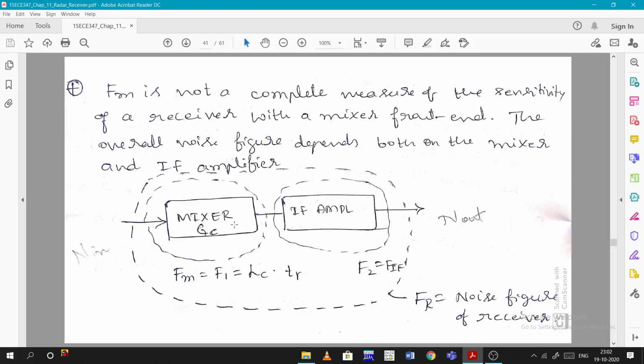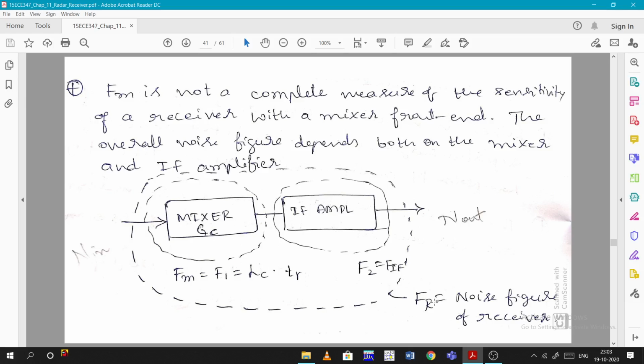Now, Fm is not a complete measure of the sensitivity of a receiver with a mixer front end. The overall noise figure depends on both the mixer and the IF amplifier. Because these two networks are in cascade, the mixer's noise figure Fm can be considered as F1, that is LC into TR. Remember this: LC into TR. And for the IF amplifier it is FIF, the noise figure corresponding to the intermediate frequency.